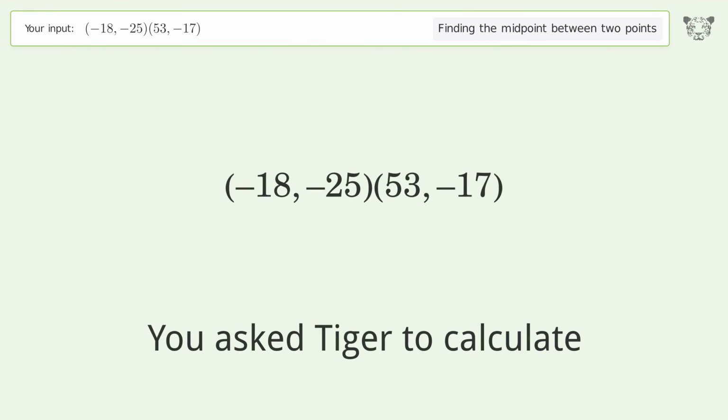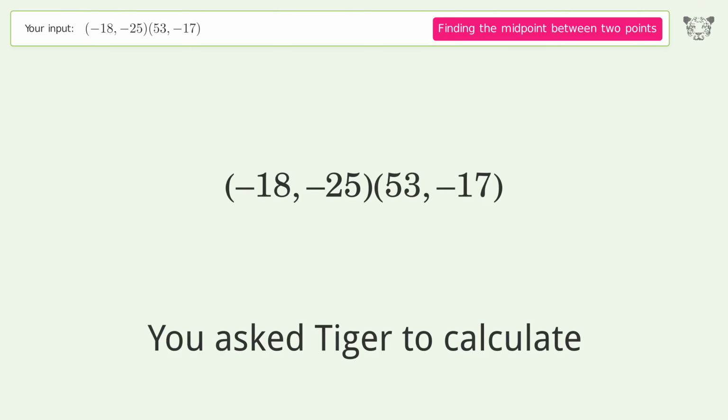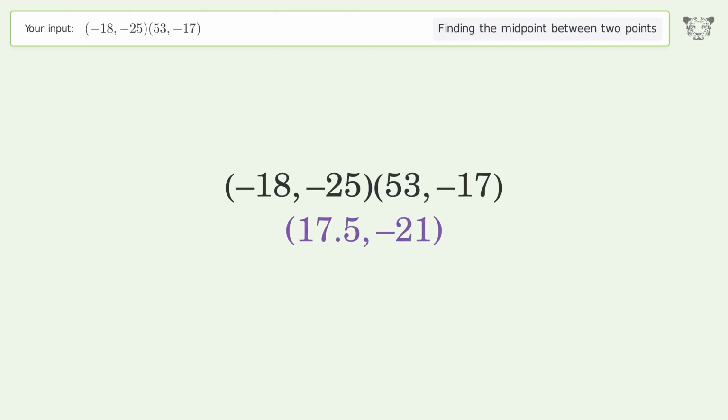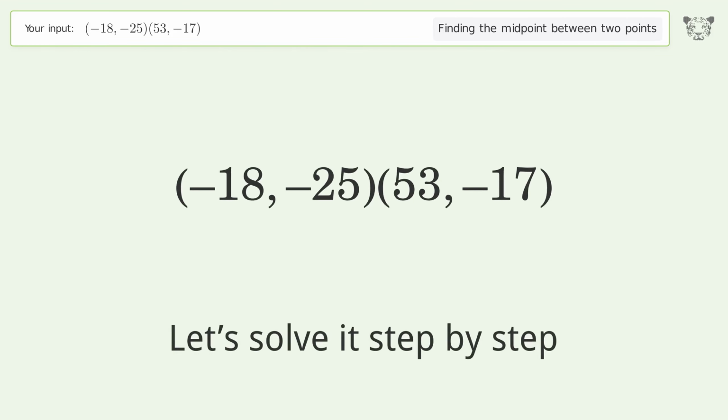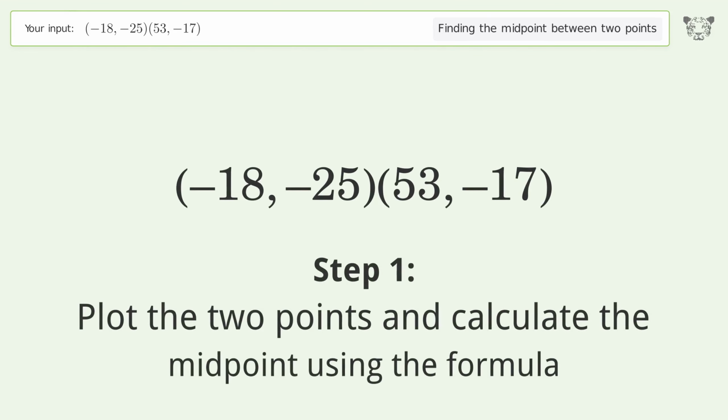You ask Tiger to calculate. This deals with finding the midpoint between 2 points. The midpoint between the 2 points is (17.5, -21). Let's solve it step by step. Plot the 2 points and calculate the midpoint using the formula.